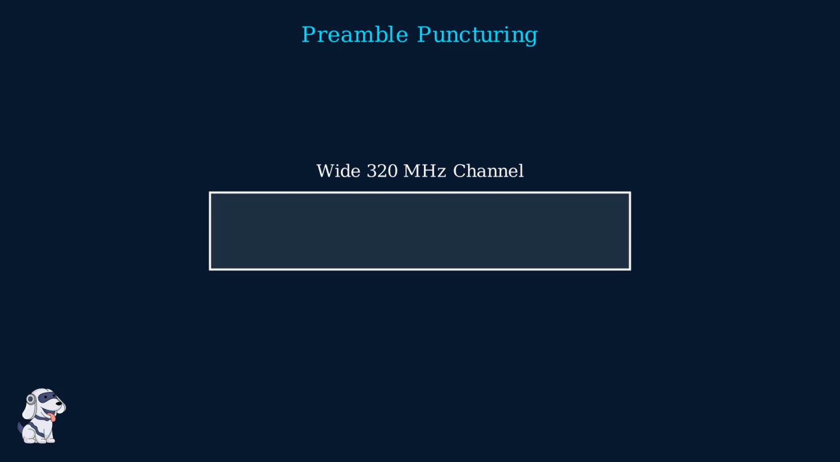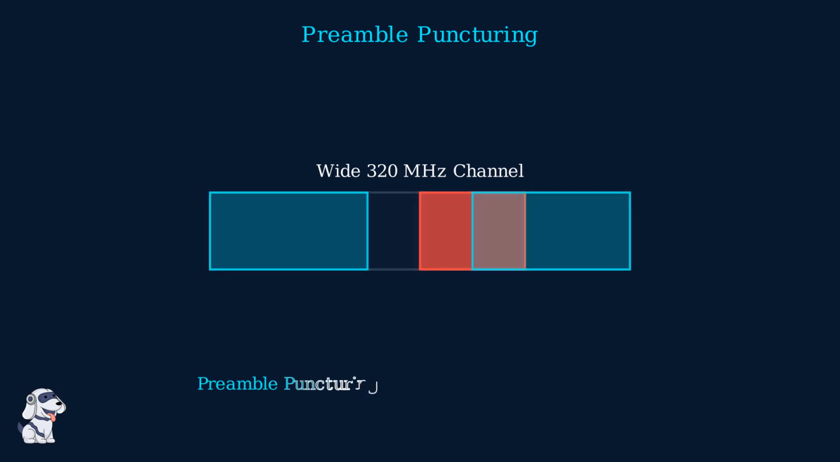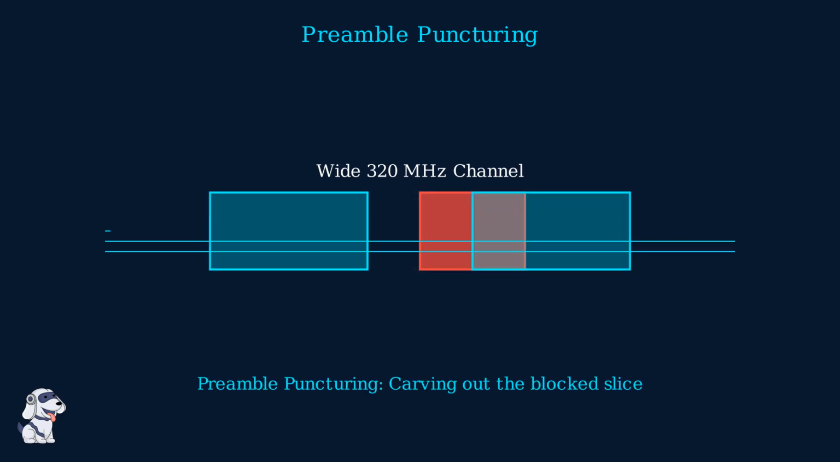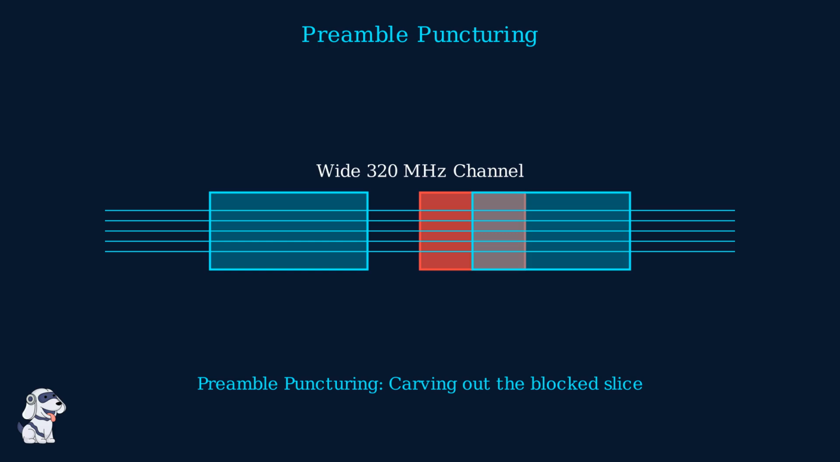A wide Wi-Fi channel acts like a multi-lane highway for data. However, interference often blocks a portion of this road. Traditionally, interference would force the entire channel to slow down or even drop the connection. Preamble puncturing allows the router to carve out the blocked slice. It continues to send data through the remaining clean segments. By ignoring the noise and using the available bandwidth, we maintain high throughput despite local interference.